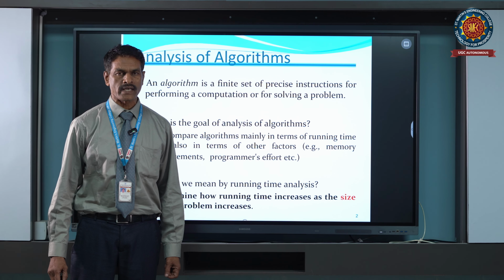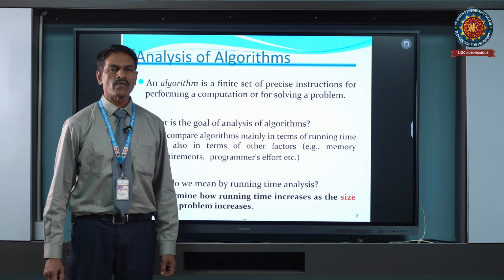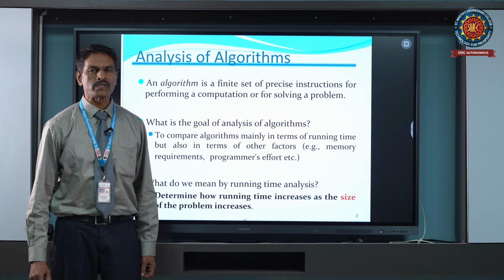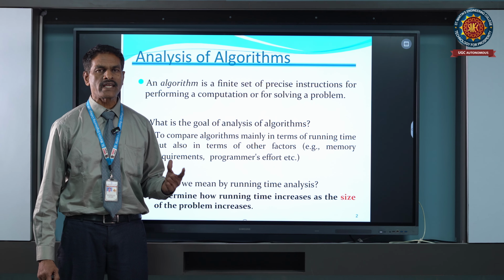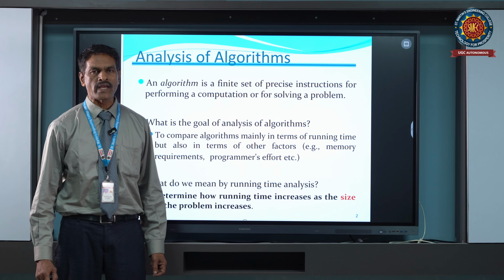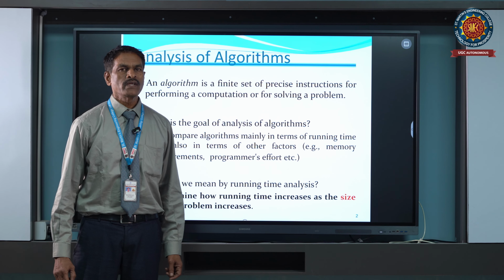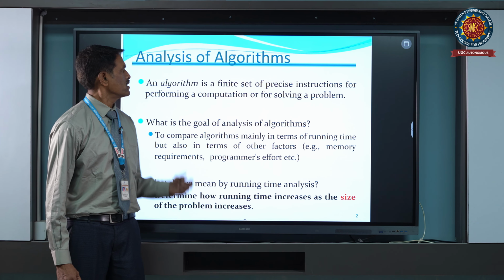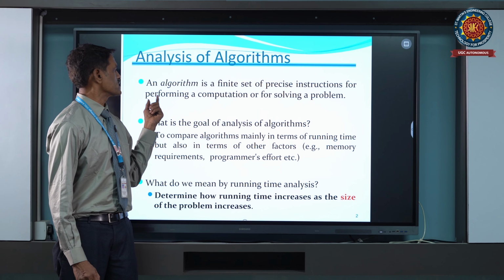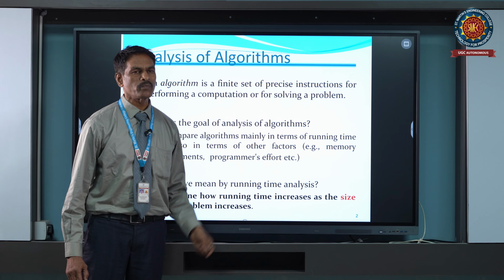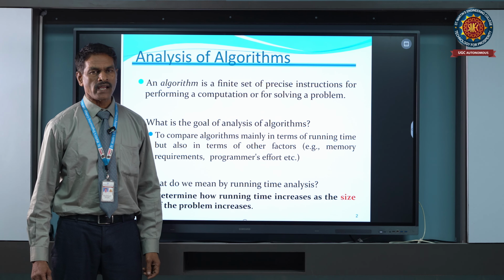An algorithm is a procedure. So what exact procedure? The step-by-step procedure to solve the problem. In computer science, we write the algorithm precisely and perfectly, so that we can analyze it. The algorithm is a finite set of precise instructions that perform the computation for solving a problem.